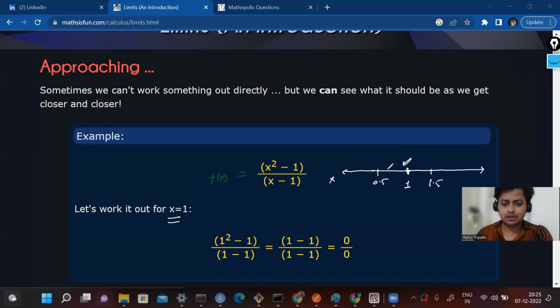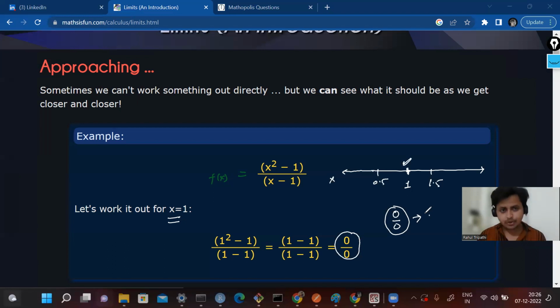If you try to solve this problem at x equal to 1, you get this answer: it is 0 by 0. We really don't know what this actually is. This kind of thing is known as an indeterminate form. So at the point x equal to 1, we are not able to get the answer. We are not understanding what 0 by 0 is. So how do we solve this problem? Think.